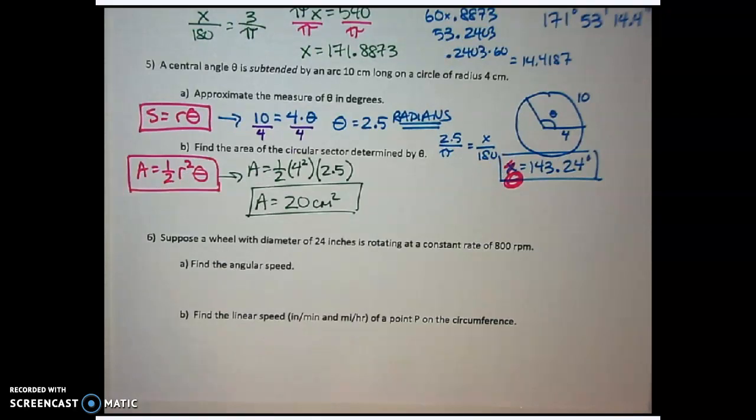Keep in mind for this problem, we're using those two formulas and plugging in the information we know to get the information that we need. The big thing to keep in mind for both of these problems is that theta is in terms of radians. Number 6 is asking us to find angular speed and linear speed. So again, we're going to be setting up and solving some ratios.